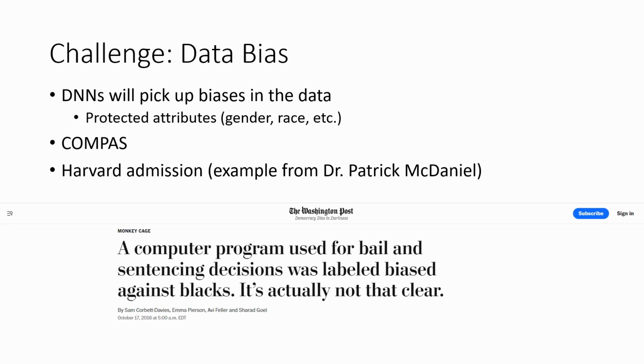Harvard admission. So I went to this talk by Patrick McDaniel, who is also another really big name in machine learning, right? So he gave this example of Harvard admission where out of all the things that gets an applicant accepted to Harvard, what do you think is the number one thing? Any guess? Yeah. Oh, if their parents went to Harvard, right? Yeah, good guess. Not it though. Any other guesses?